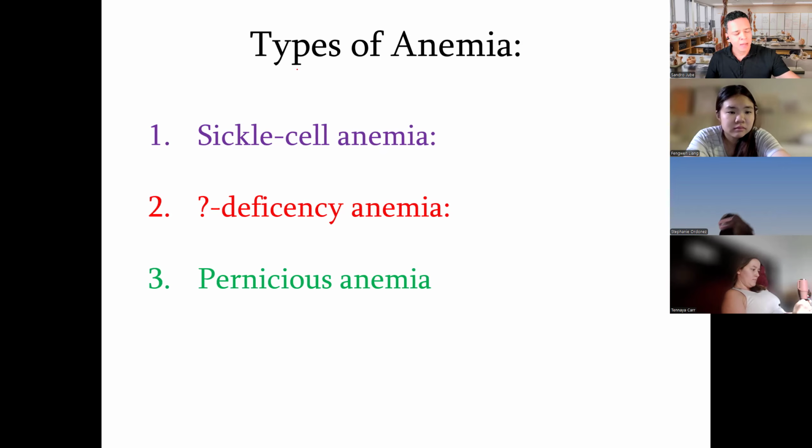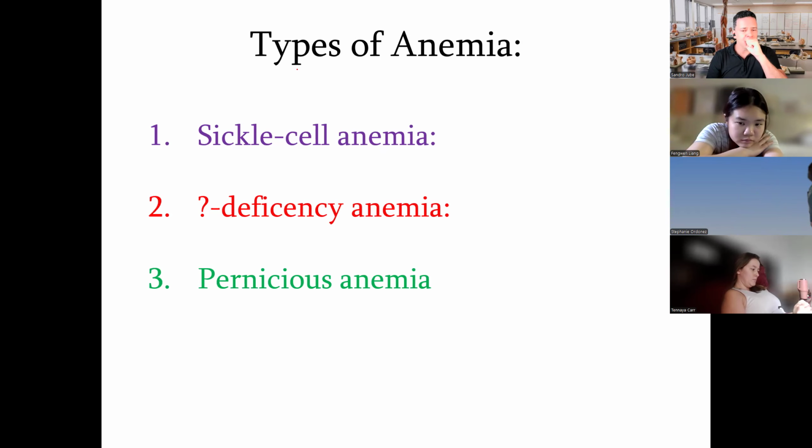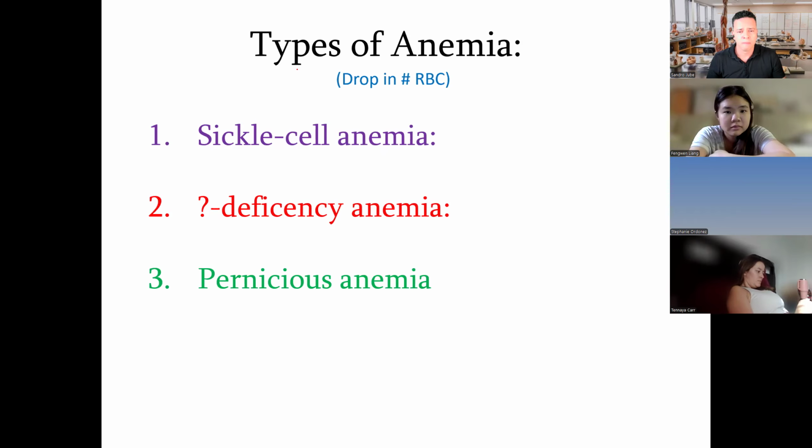All right. Now we have determined that anemia is a decrease in the number of red blood cells, right? We established it. But like I said before, several things can lead to anemia. One of them is sickle cell, right? Because if you have sickle cell, your red blood cells are very fragile and they're going to die very easily, and that is going to decrease the number of red blood cells.